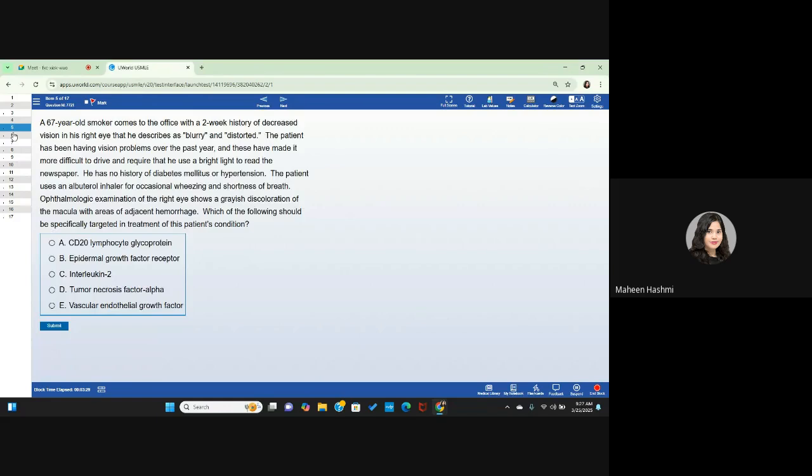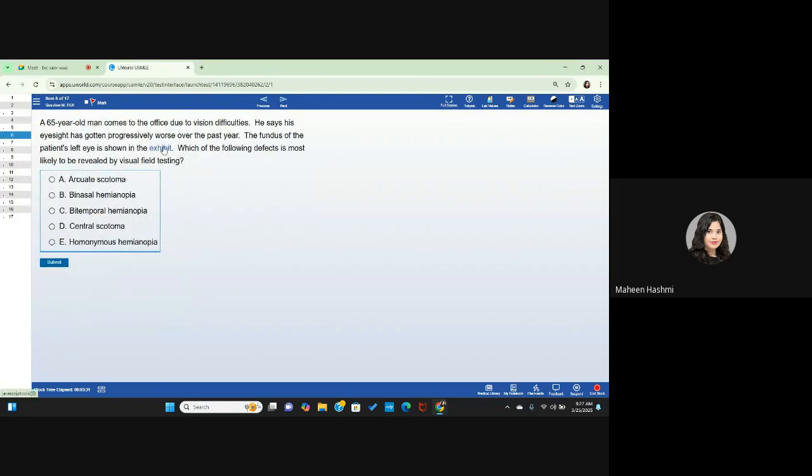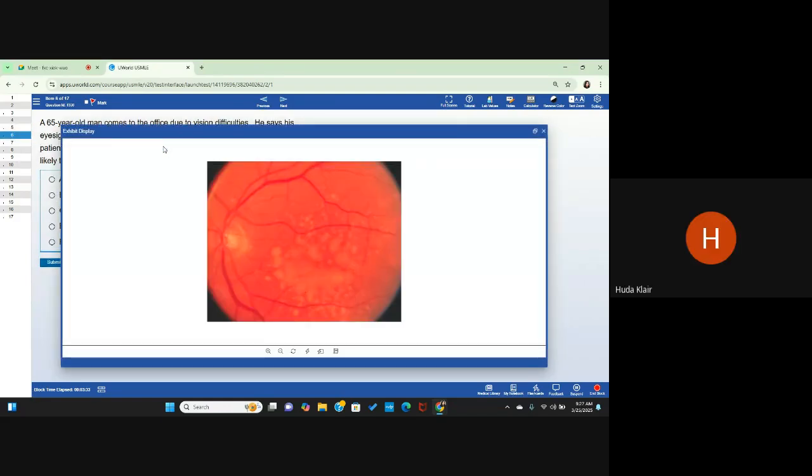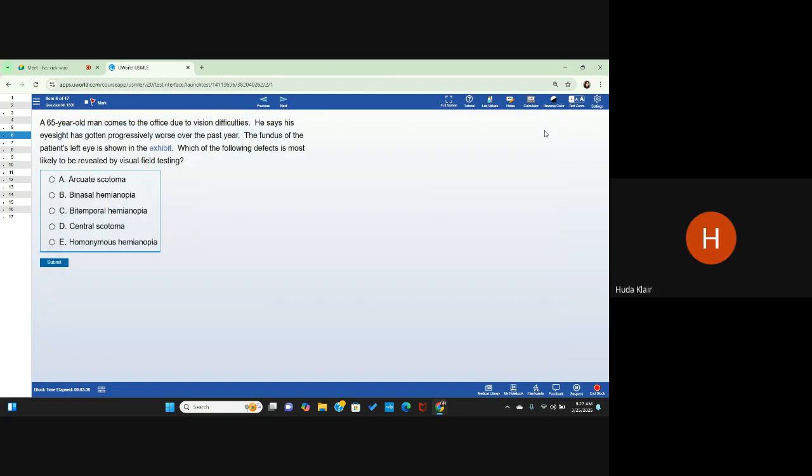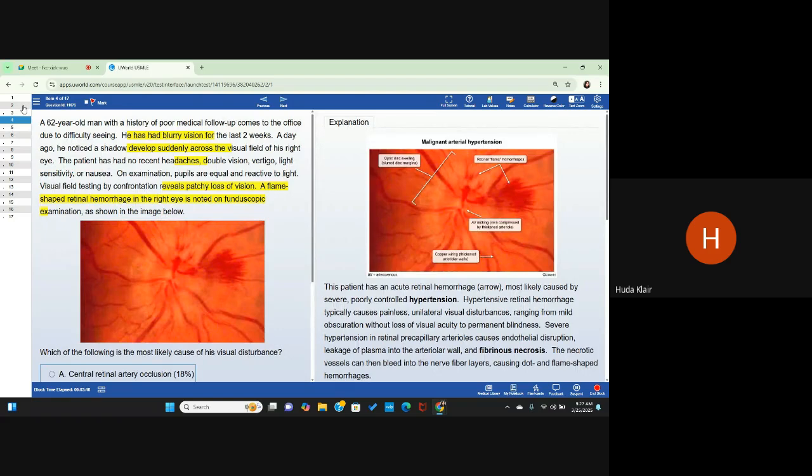All right, we come to the next question. I have a question, Dr. Maheen. If in a question the options have both hypertension and diabetes, which one would we be choosing? So in diabetes, you see cotton wool spots. They won't give you this picture in diabetes mellitus.